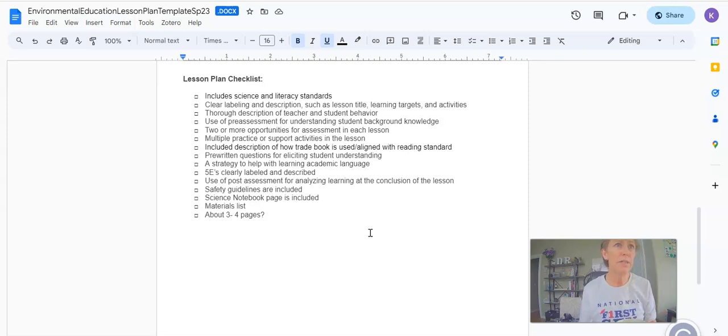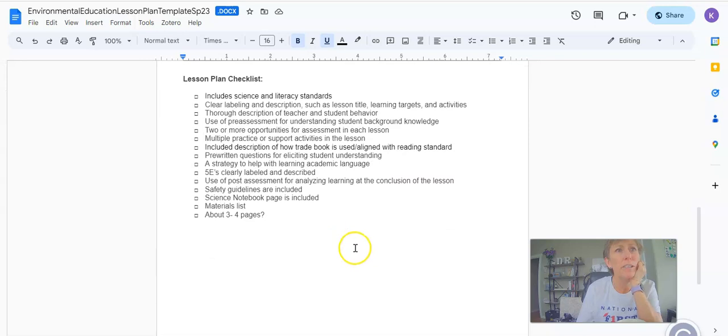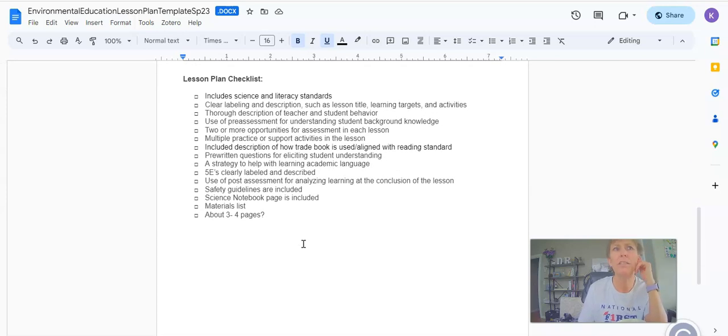Describe how the trade book is being used. Have pre-written questions that could elicit student understanding. Think about how you're going to help. So it says to identify the vocabulary that they might need, but how are you going to get students to learn the vocabulary? What are some strategies for that? So thinking about like word walls or sentence frames, or I like to introduce vocabulary as we encounter it and have students work on, as you saw when we started class, their own definitions and those build on each other as we go through the term.